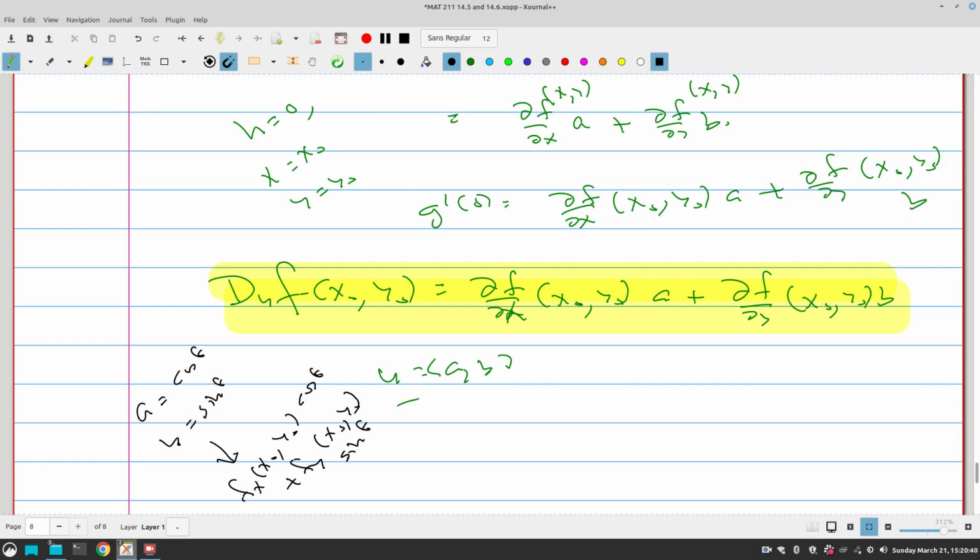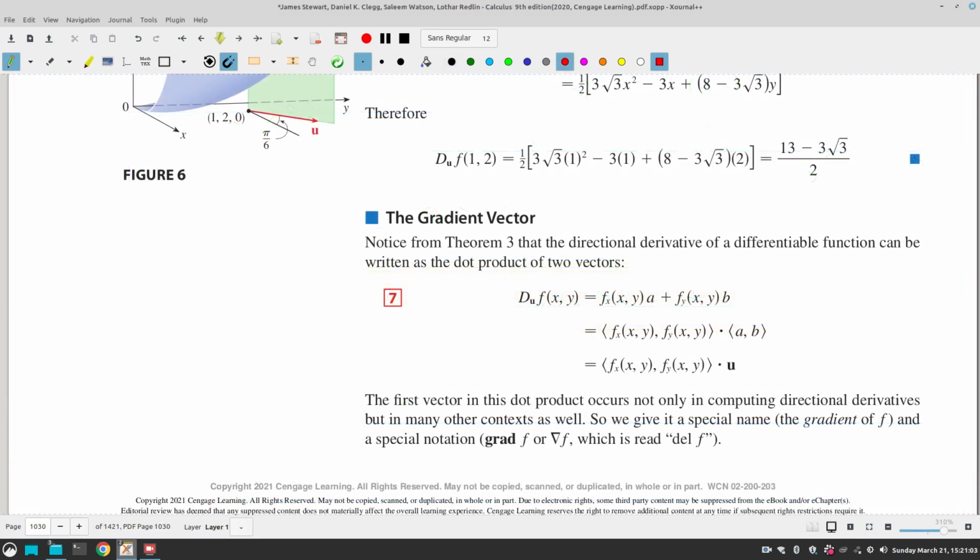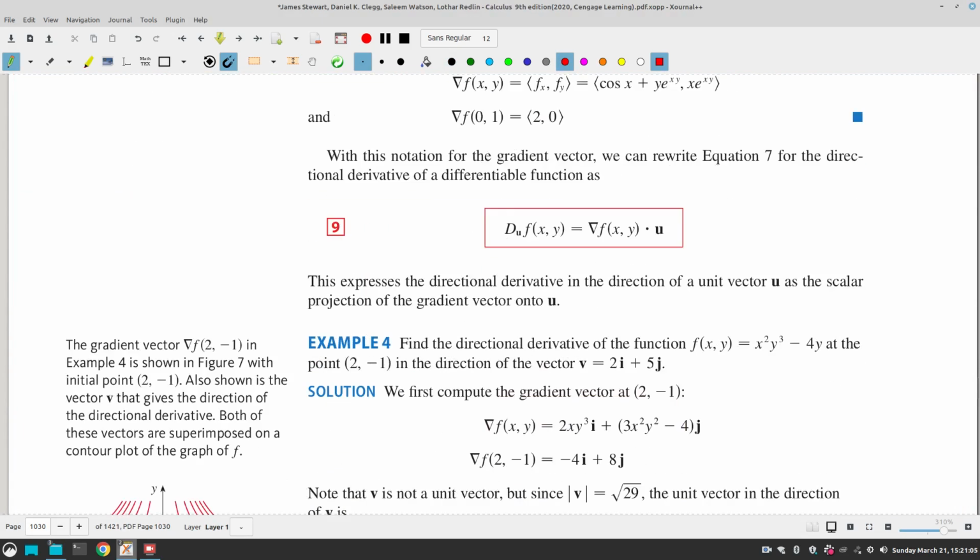Right, cool. So example 2 on page 997 tells us to calculate the directional derivative in a particular direction of a certain function. So let's have a look. Example 2.